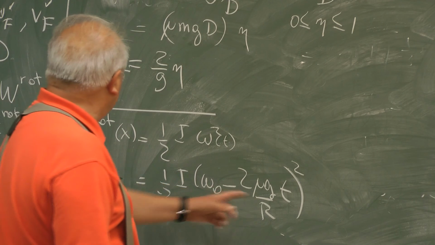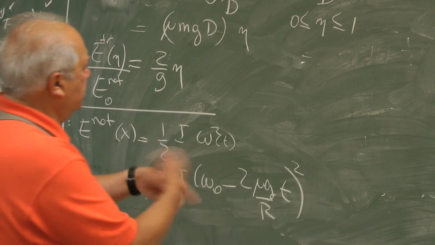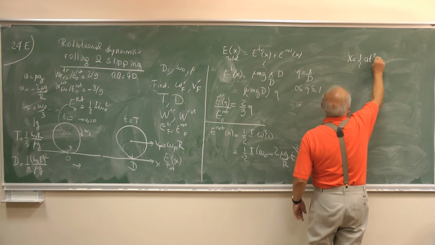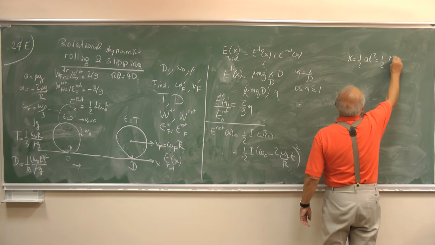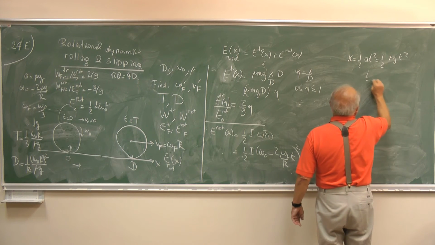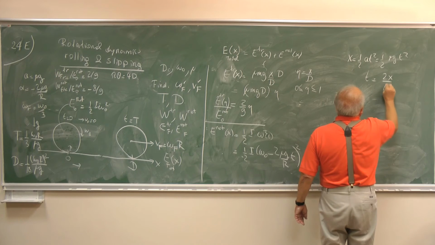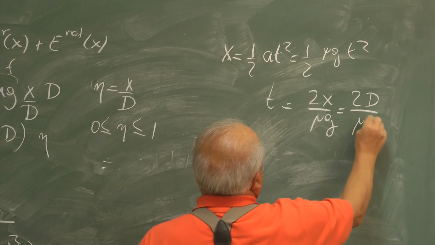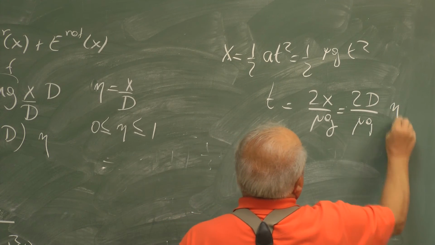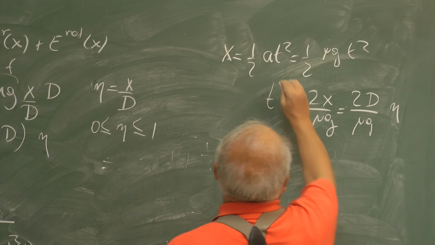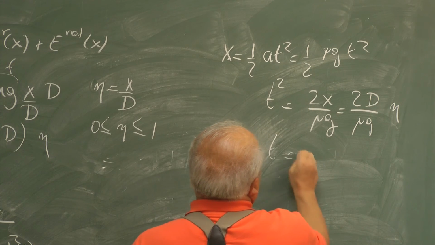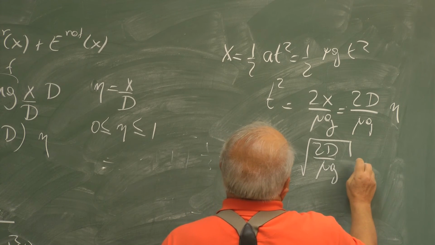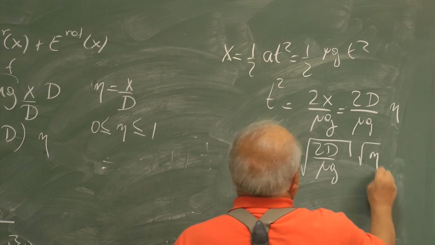Now we have t, but we were calculating in terms of x, so we have to shuffle the expression. So x equals 1/2 a t square, which is 1/2 mu g t square, and t is 2x over mu g, which is 2d over mu g times x over d, which is eta. So t is root 2d over mu g times root eta.